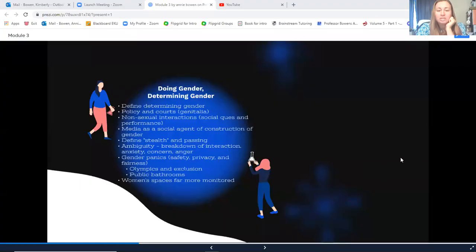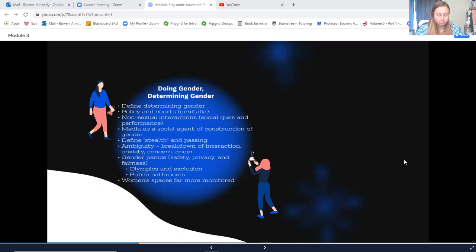This time we're going to go into the second lecture, which is determining gender. This one will be quite a bit shorter than the last one because there was a lot to go over in the last one. This one is very important because it's talking about how social interaction might change or impact how you do gender, correct?